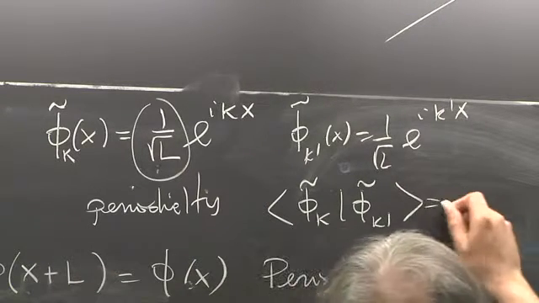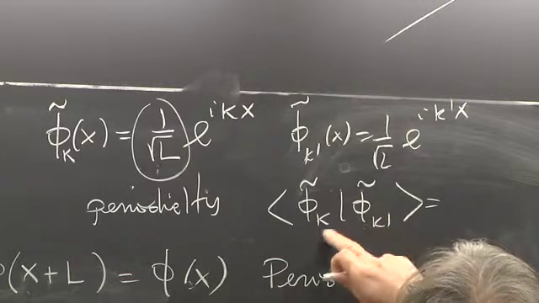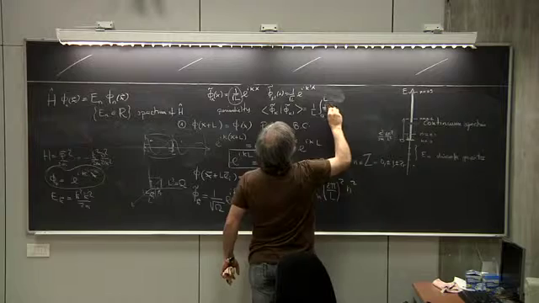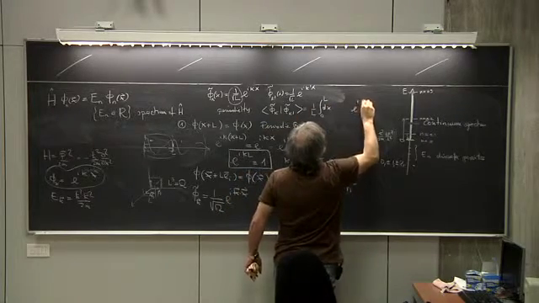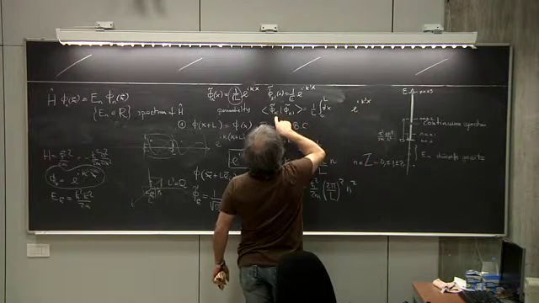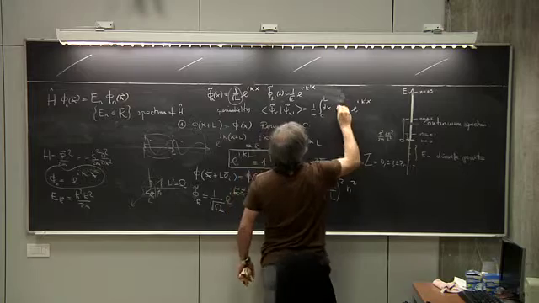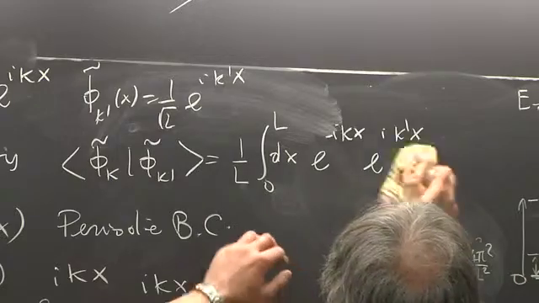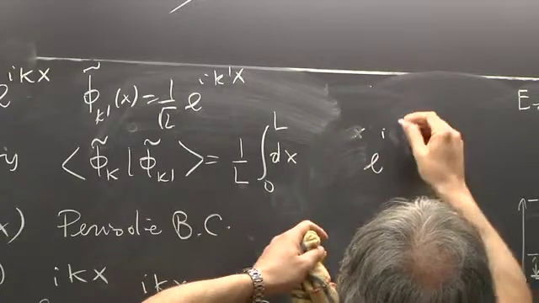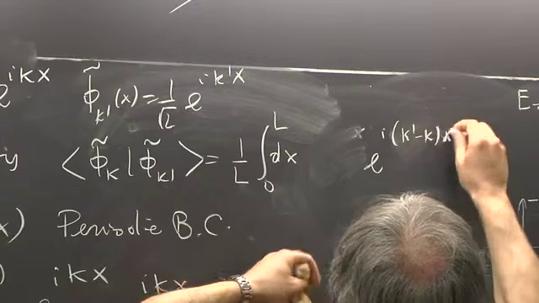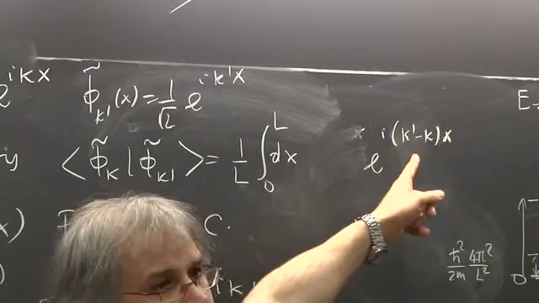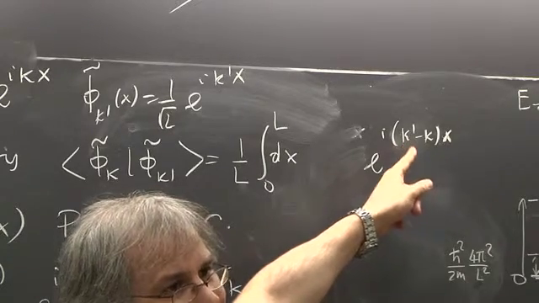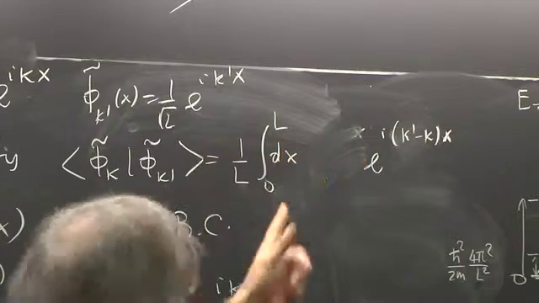So if you calculate this, 1 over square root of L and 1 over square root of L give me 1 over L. Then I have the integral in dx of e to the i k prime x coming from here and e to the i kx star, so e to the minus i kx coming from this. So all in all, I can write this as e to the i (k prime minus k) x. Now, can you do this integral? Of course you can. These are just cosine and sine. And they are perfectly periodic over 0 to L by construction.